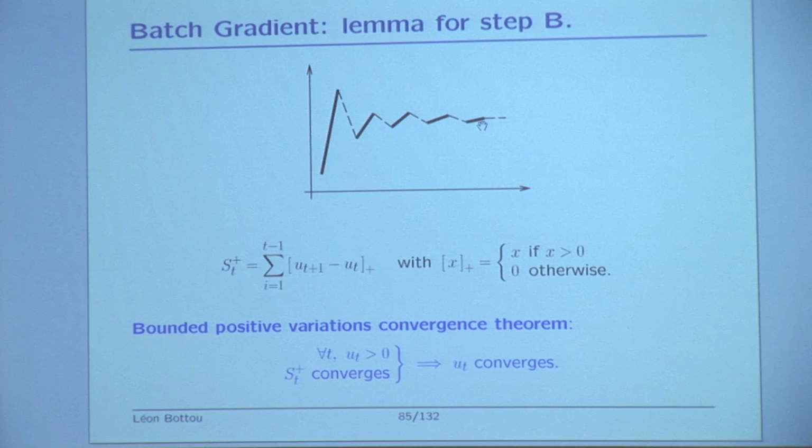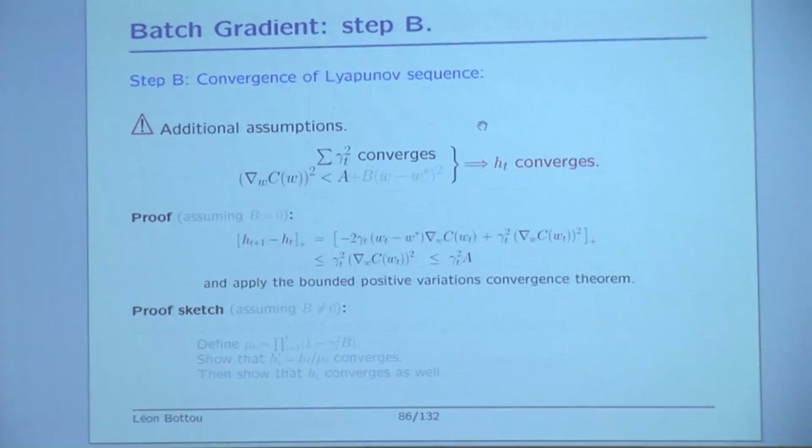So if the positive variations, the zigs, form a convergent sum, U_t converges. So I'm going to use that for my step B. But I will need some extra assumptions. Let's come to them.